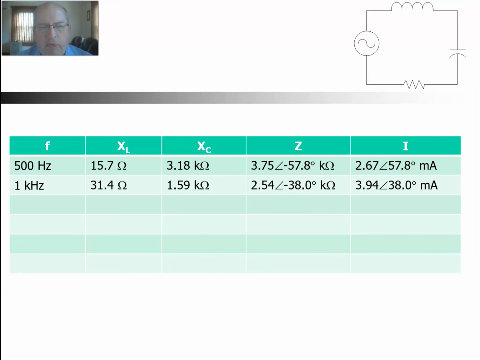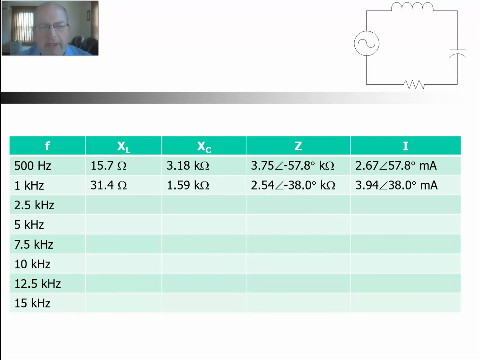Let's continue that process for all of these frequencies. So find X of L, X of C, your total Z, and the current for all of these frequencies. Again, I would suggest pausing the video at this point, and then we'll go through one frequency at a time. All right, hopefully you've had time to do these computations.